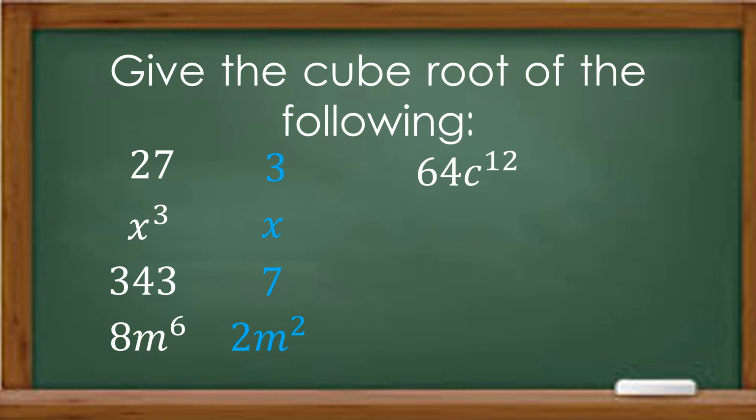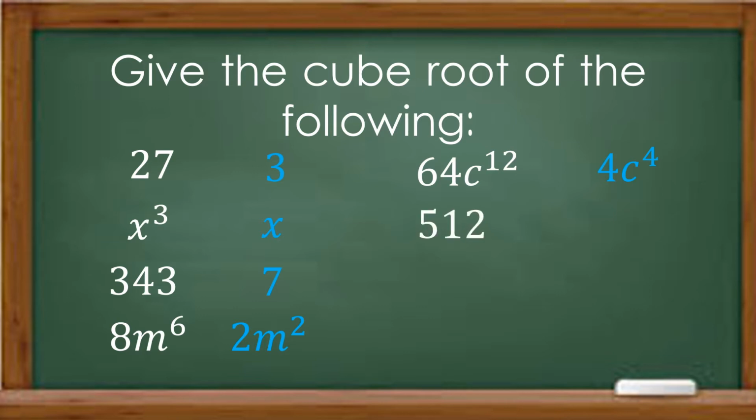Cube root of 64c to the 12th power. So what number will you multiply 3 times by itself to get 64? Then divide 12 by 3. So that is 4c to the 4th power.